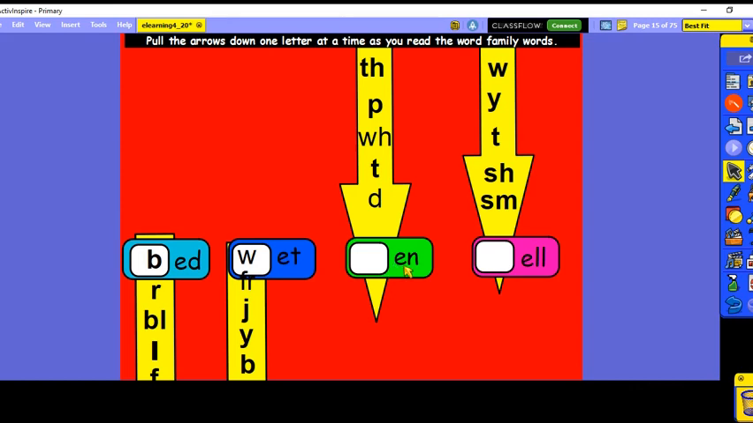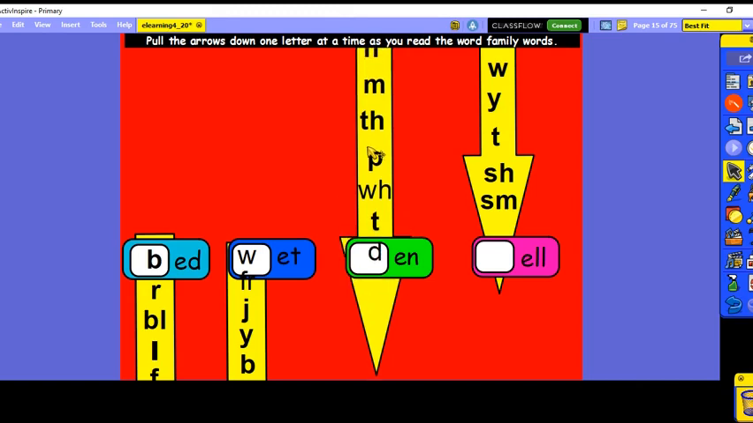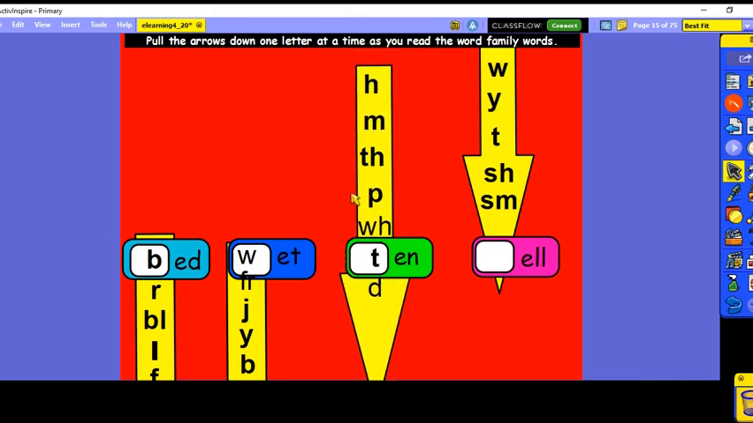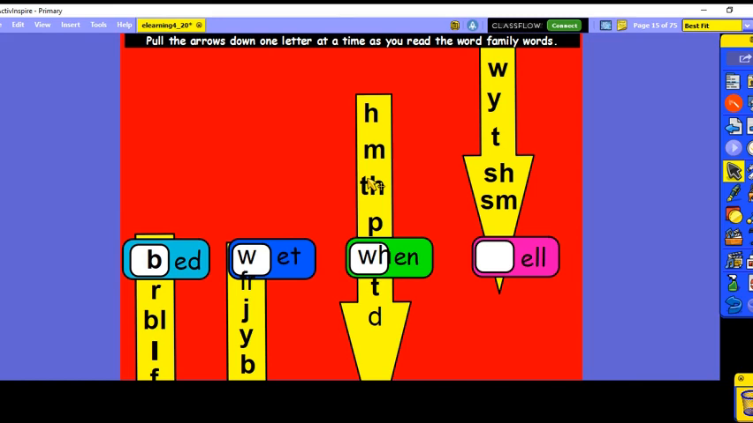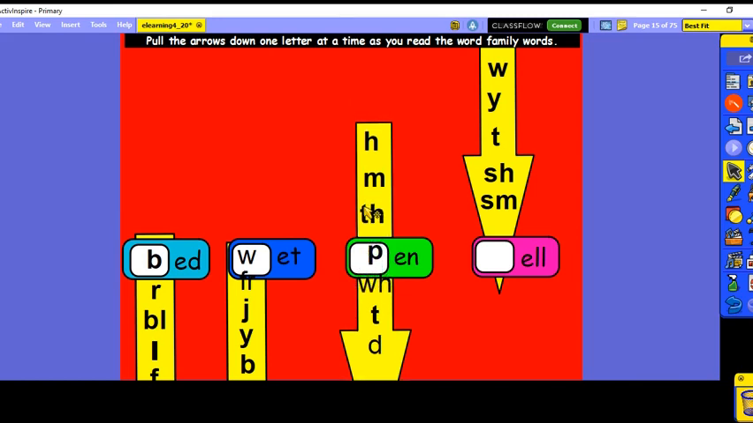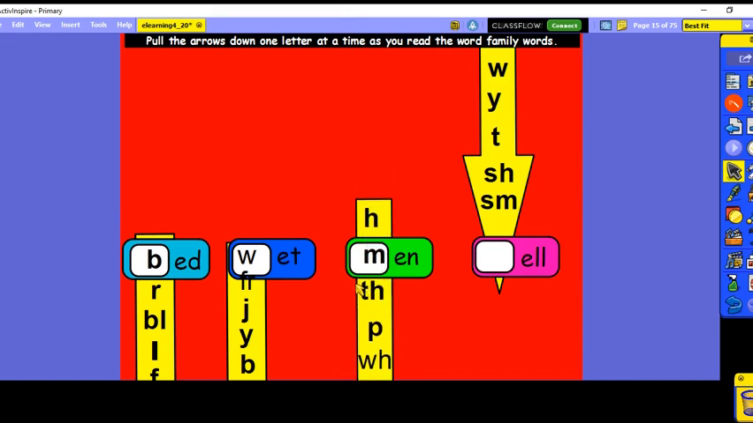This time we have N words. N, den. N, ten. N, when. N, pen. N, then. N, men. N, hen.